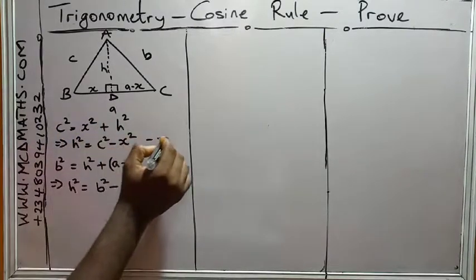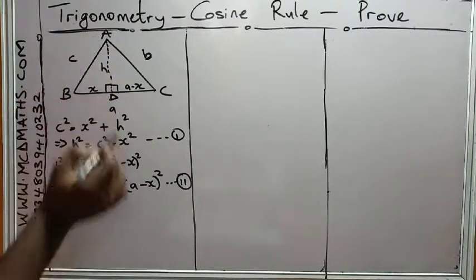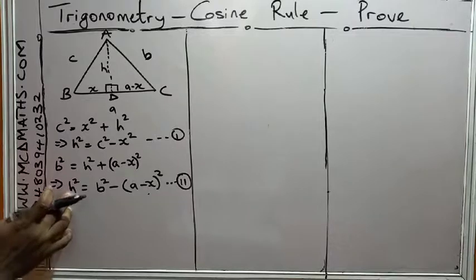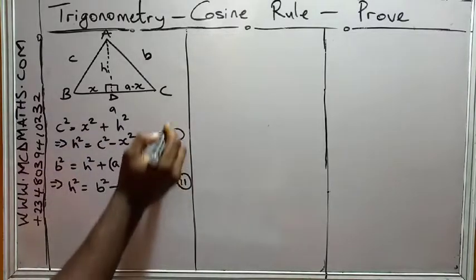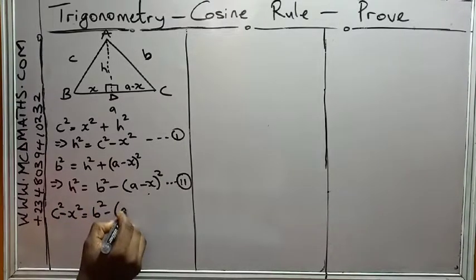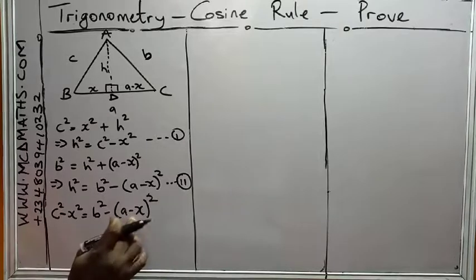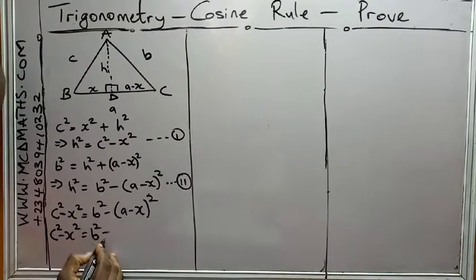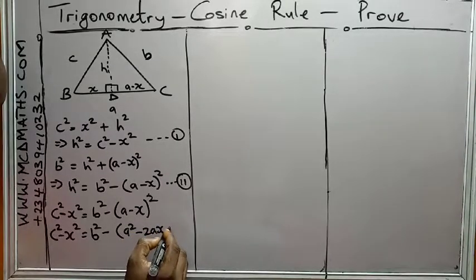So we have two formulas here, 1 and 2. This is for this triangle ABD, and this is for this triangle ADC. Now that you have the two, if h squared and h squared are the same, that means these two are also the same. So c squared minus x squared is equal to b squared minus (a minus x) all squared. Now we can expand this: c squared minus x squared equals b squared minus, so let's expand this, that will give you a squared, minus 2ax, plus x squared.